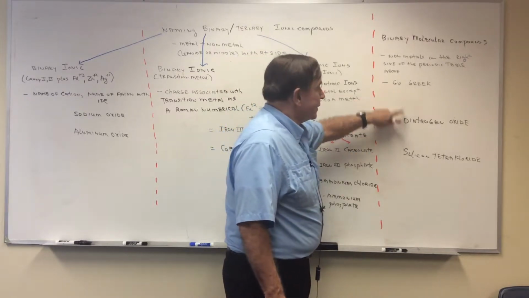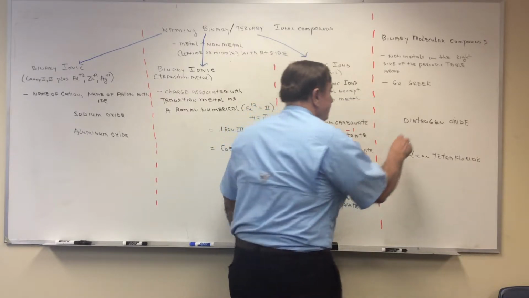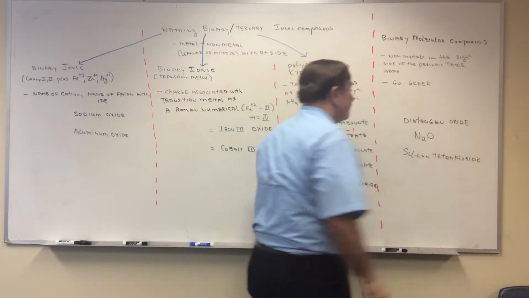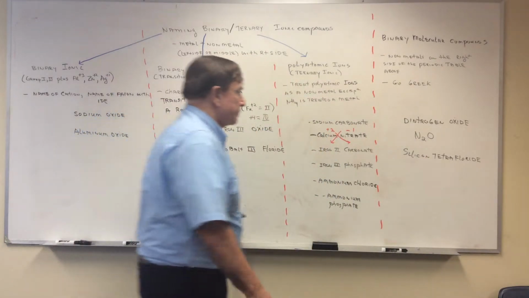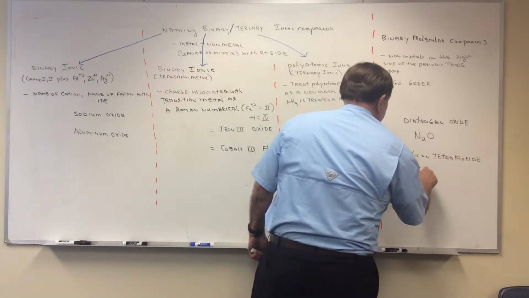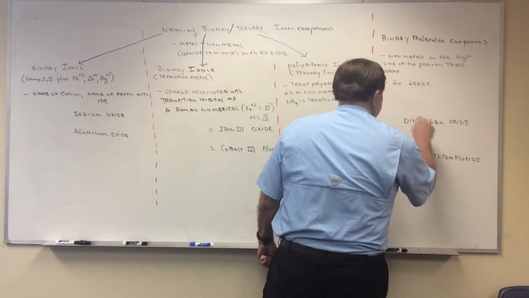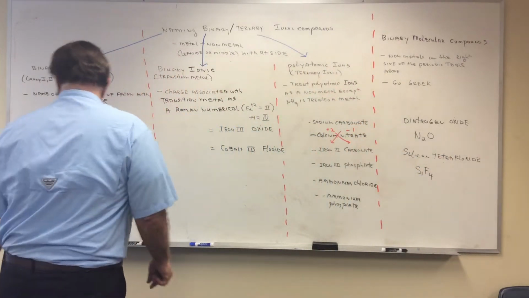We always say go Greek, so this is dinitrogen oxide. Well, that means it's N2O. Silicon tetrafluoride. That means it's SiF4. How do I know these? They came from the Greek table. Now let's go over here.